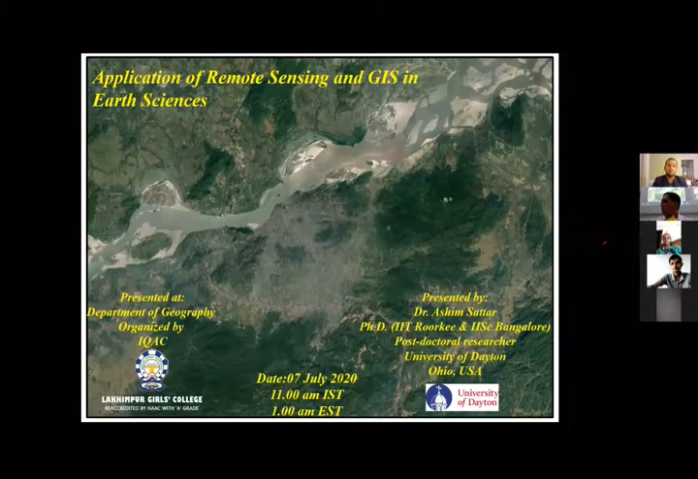And during my postdoc here at University of Dayton, I am working on a NASA-funded project in which I have to look into the glacier hazards, again using different modeling techniques and remote sensing and GIS as primary tools.